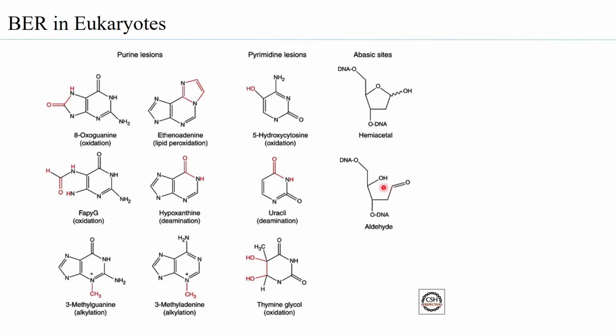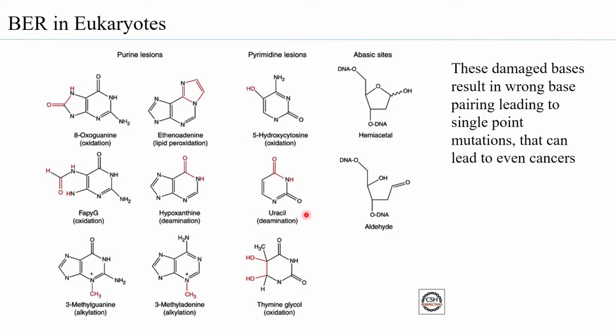For example, you can see over here a spontaneous hydrolysis making the sugar an aldehyde, or you can also have a hydrolysis leading to removal of a base itself. You can see that the base has been removed to form an abasic site. So these are all DNA lesions that are formed due to oxidation, alkylation, spontaneous hydrolysis, deamination, etc.